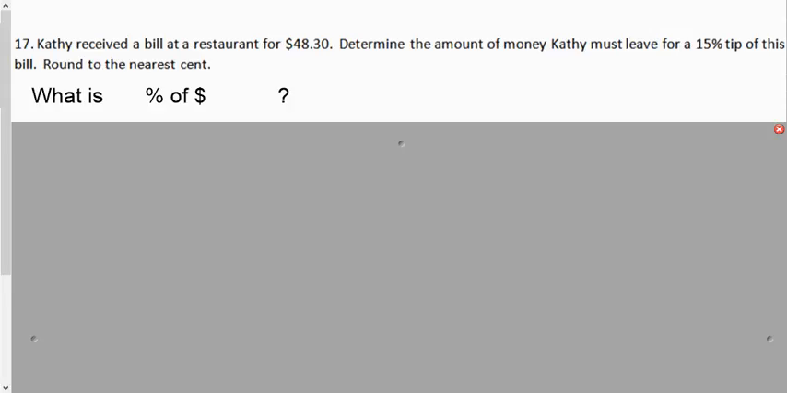Let's just say a lady named Kathy went to a restaurant and she got a bill for $48.30. She needs to figure out the 15% tip she's going to leave for this waiter or waitress because they did a good job. Maybe not an outstanding job because she's only leaving an average tip, but it's this basic question of, okay, what is 15% of the restaurant bill? Or, if it was 20%, you'd say what's 20% of whatever the restaurant bill is.